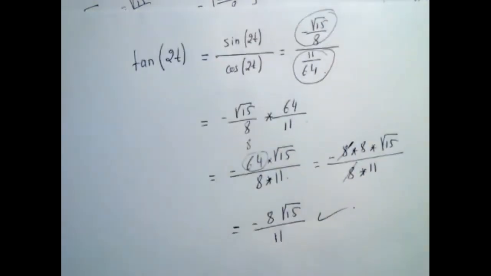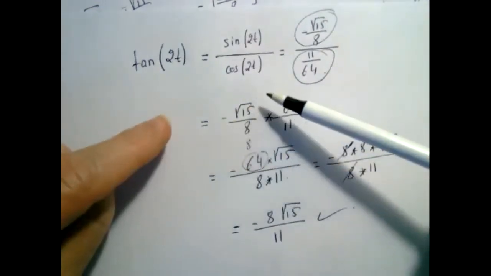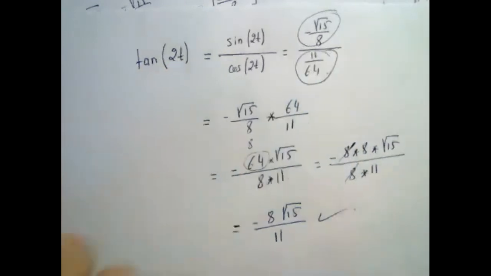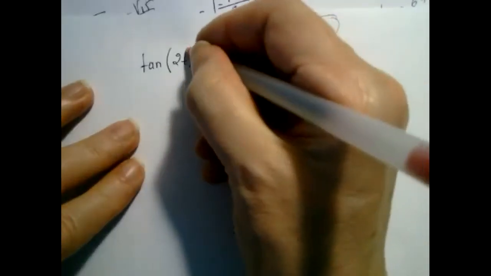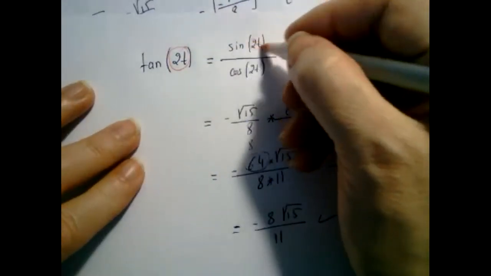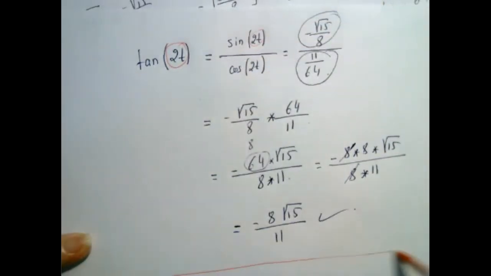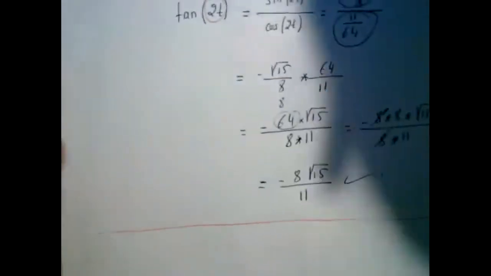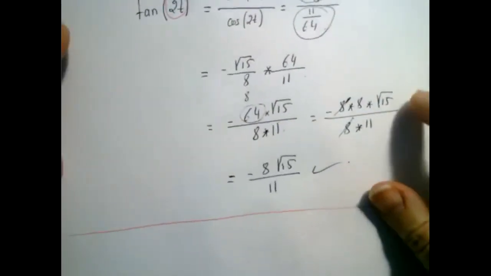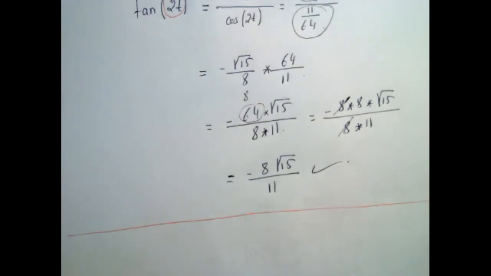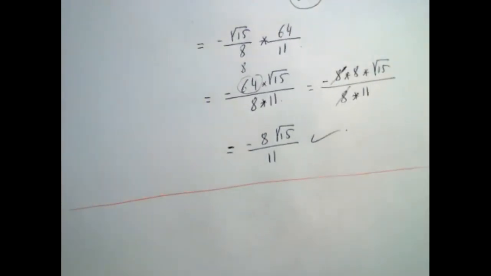Tangent 2t. Okay, so once you hit the tangent, it is never problematic. It's the sine of whatever angle you have. You have tangent 2t, it's the sine of 2t over the cosine of 2t. And then we have the answers. Questions?